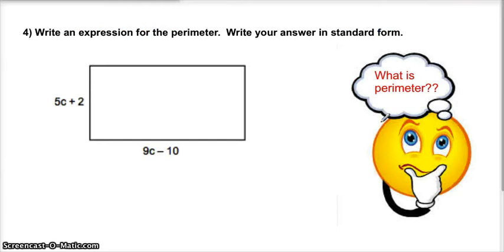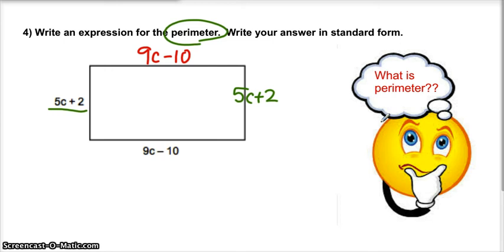One more problem. It says write an expression for the perimeter. Write your answer in standard form. Well, what's perimeter? When we think of perimeter, we should think of around a shape. It's the fence. So we have to add up everything around the shape. Since this is a rectangle, I know that the value of 5c plus 2 is also the same on the other side. 9c minus 10 is also the same on the top.